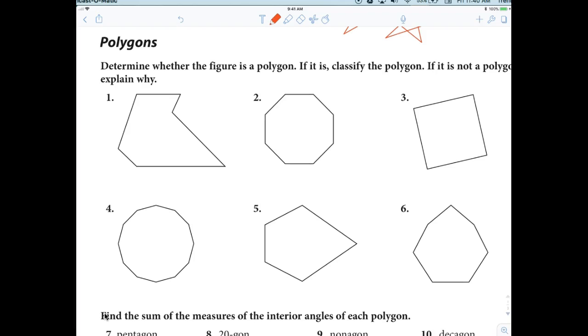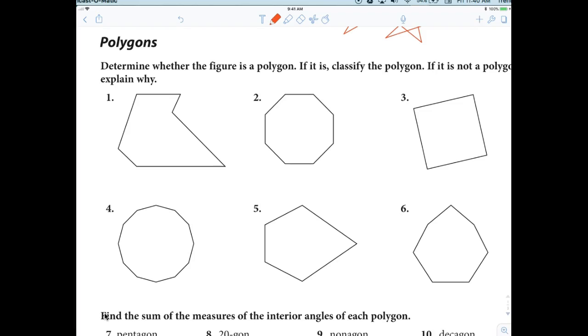Now, if something has 4 sides, we call it a quadrilateral. If something has 5 sides, pentagon. Is everybody good with that? 6 sides, hexagon. Now 7 sides, heptagon. Very good. 8 sides, octagon. Now the hard one, 9 sides. Wow, you guys are good. 10 sides.